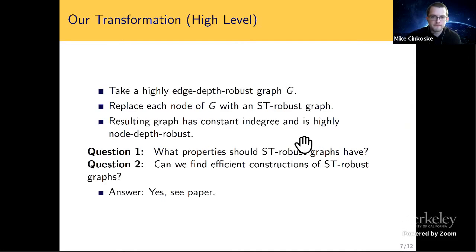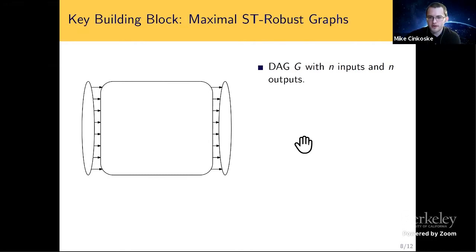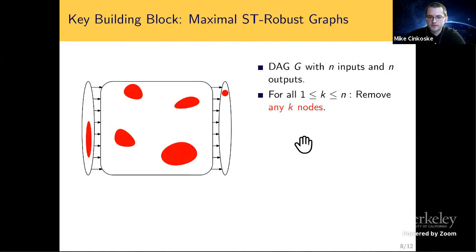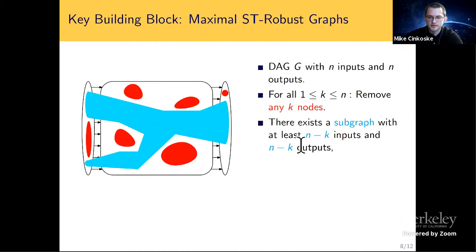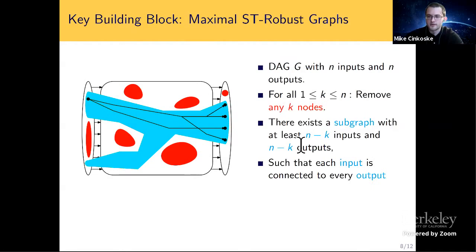So the key building block we have is what we call maximal S-tier bus graphs. So we have some DAG here on the left that has N inputs and N outputs. And so for all K less than or equal to N, we can remove any K nodes from this graph. And then there'll be some subgraph of this that has at least N minus K inputs and N minus K outputs, such that each input connects to every single output. So for each input on the left, there's some path that can reach all of these N minus K outputs.